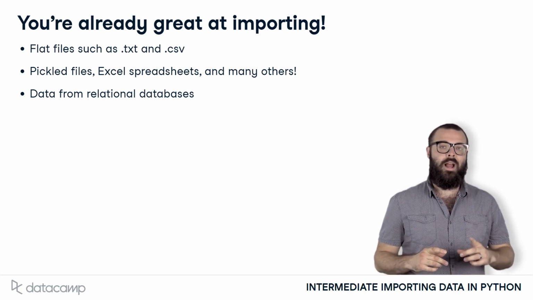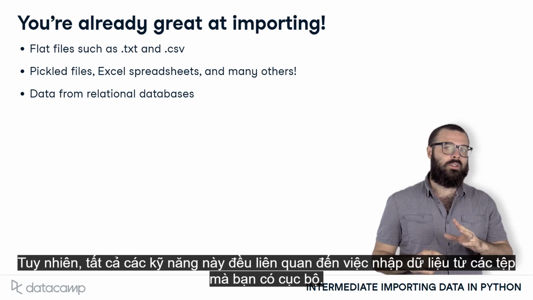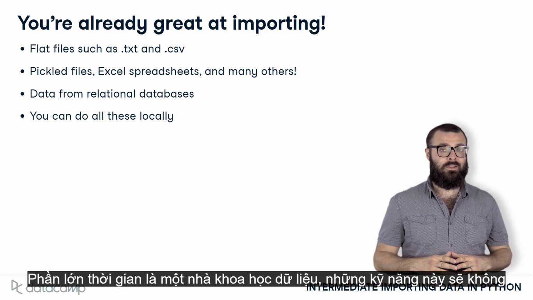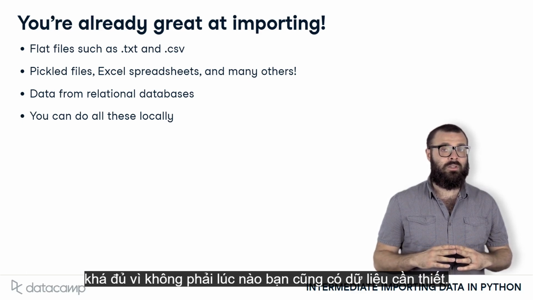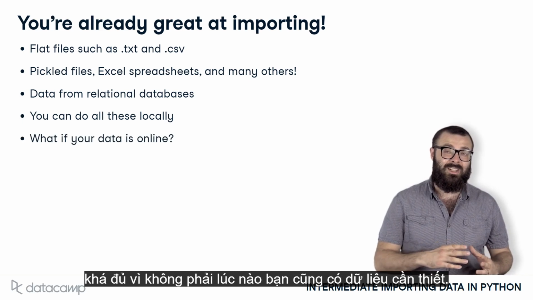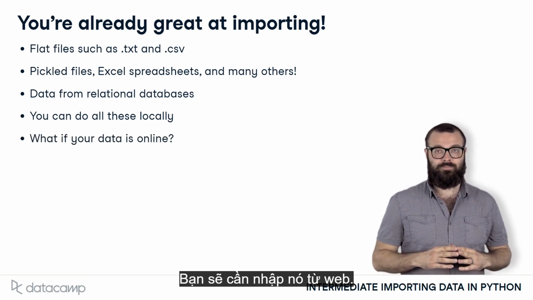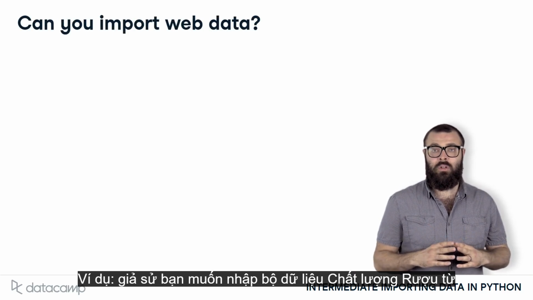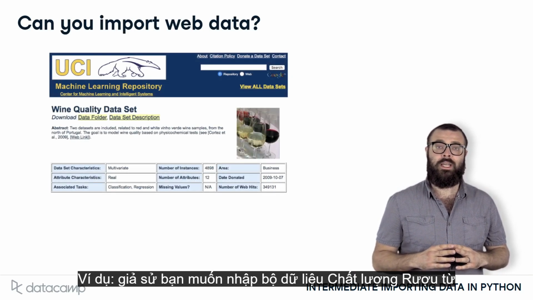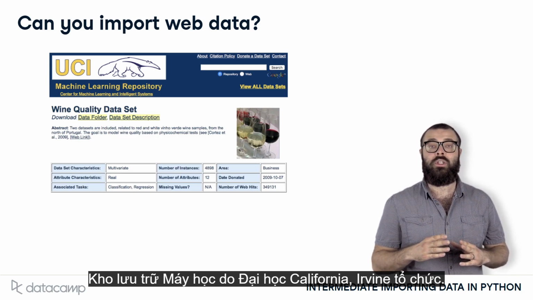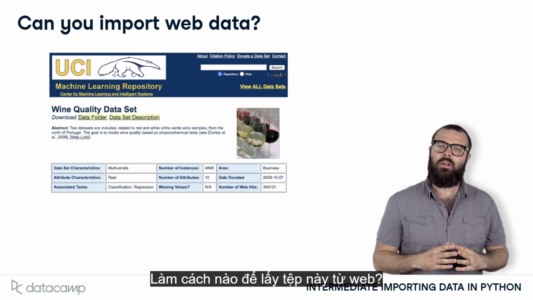Congratulations. However, all of these skills involve importing data from files that you have locally. Much of the time as a data scientist, these skills won't be quite enough because you won't always have the data that you need. You'll need to import it from the World Wide Web. Say, for example, you want to import the wine quality dataset from the machine learning repository hosted by the University of California, Irvine. How do you get this file from the web?